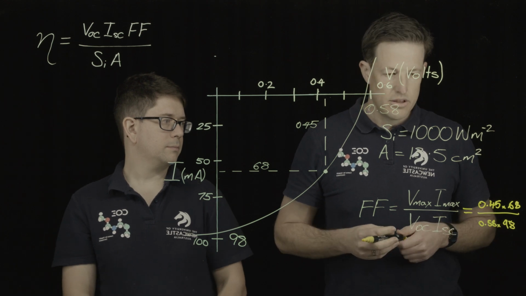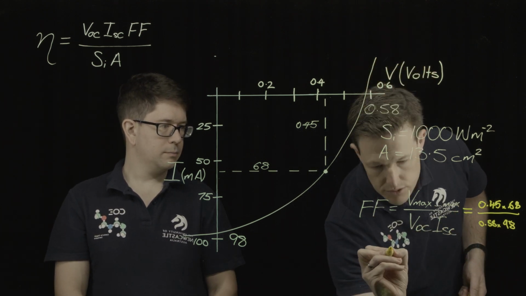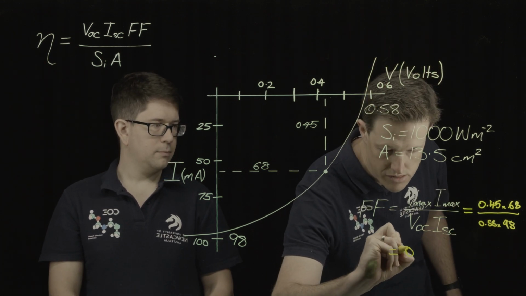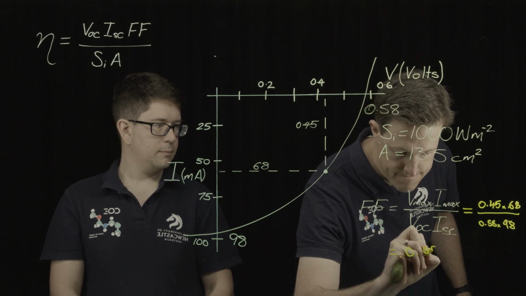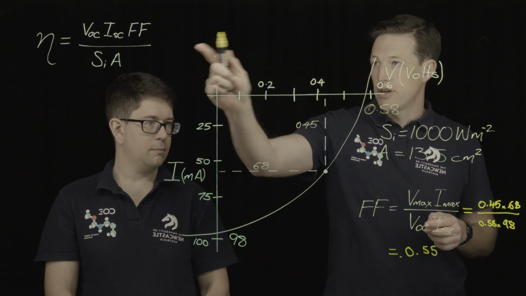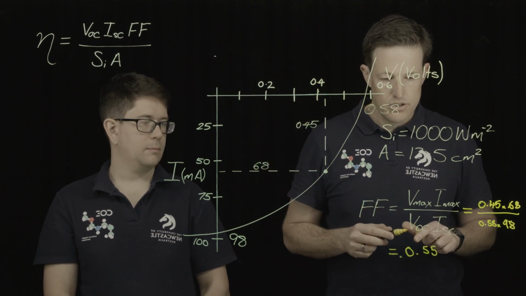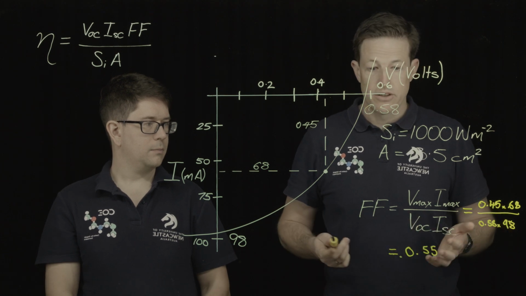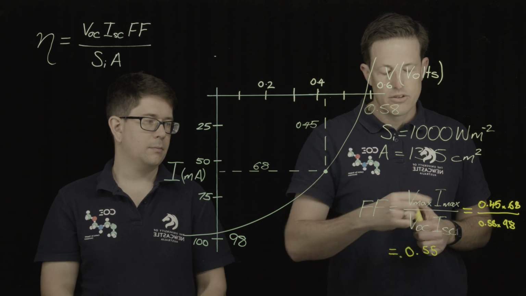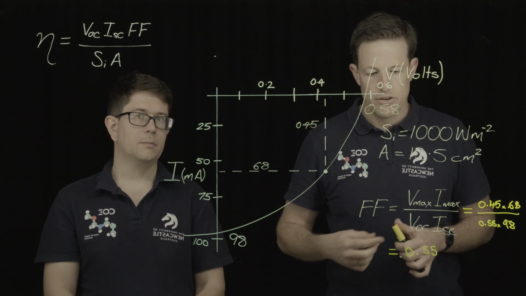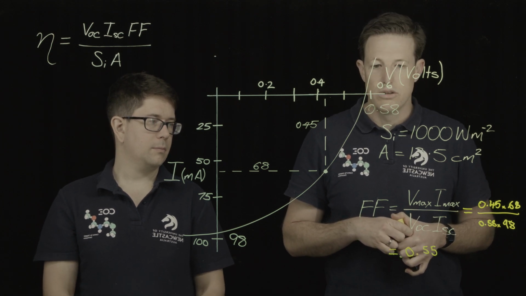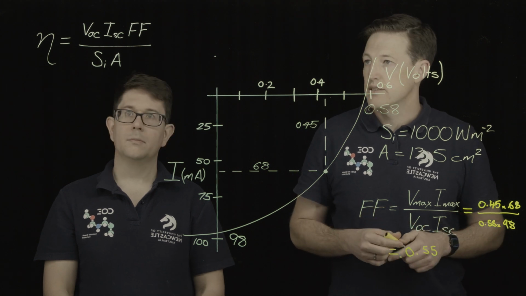Now, if we did the math, that will come out to, I believe, 0.55, which is the fill factor we'll then transfer into the efficiency calculation. When we're talking about fill factor, though, you'll often hear people say the fill factor was 55%. So they've just converted that to a percentage, so multiplied by 100. But when we're doing the calculation, we leave it as a fraction of 1. Okay, so we now have our fill factor.